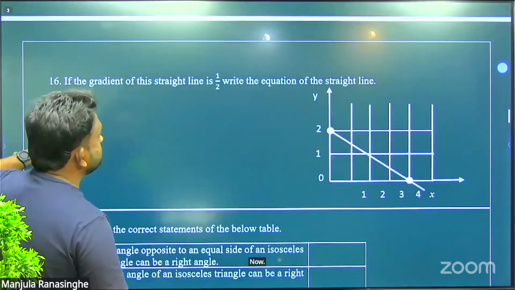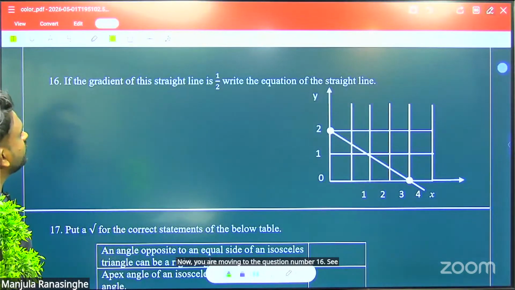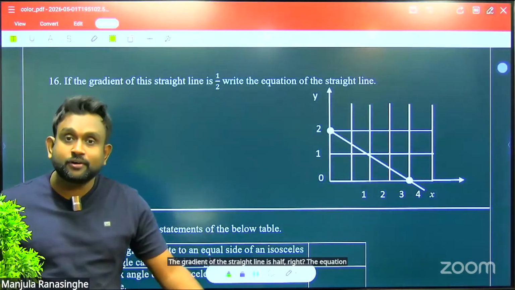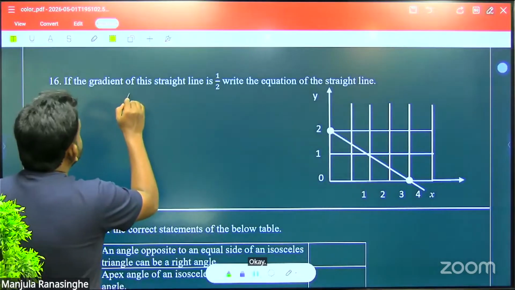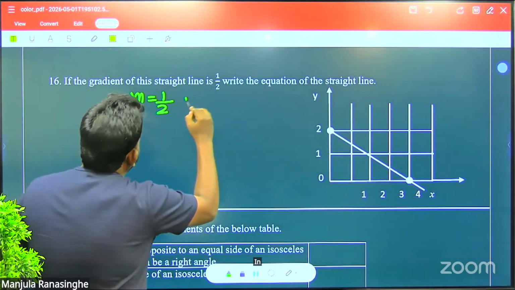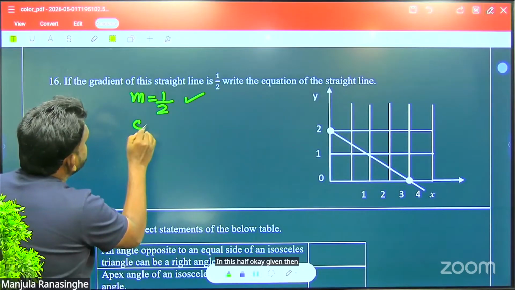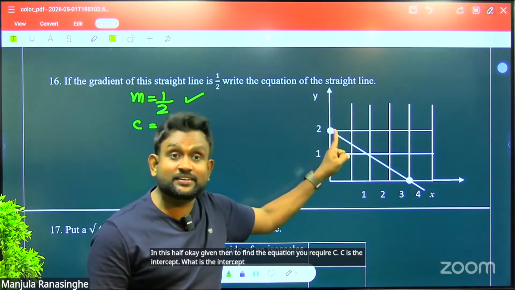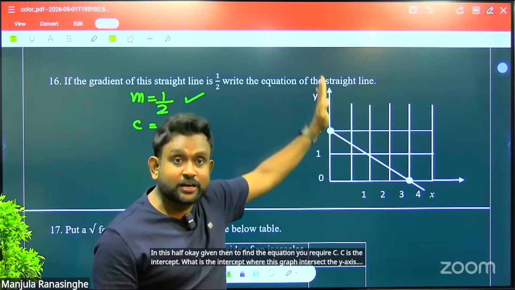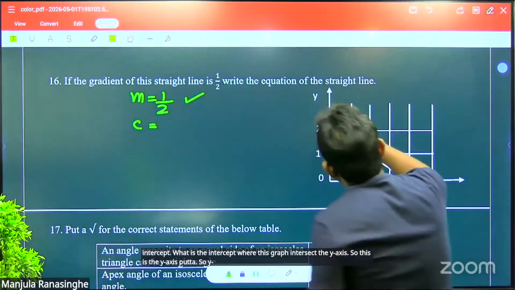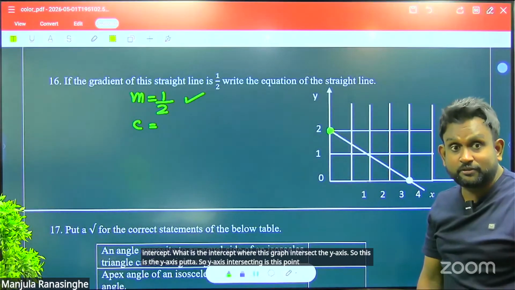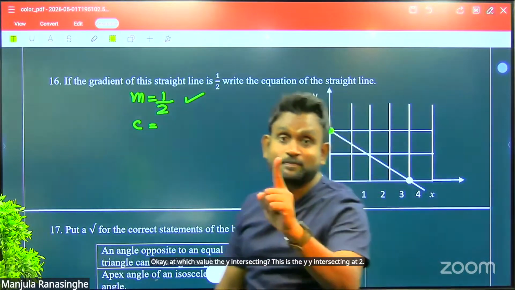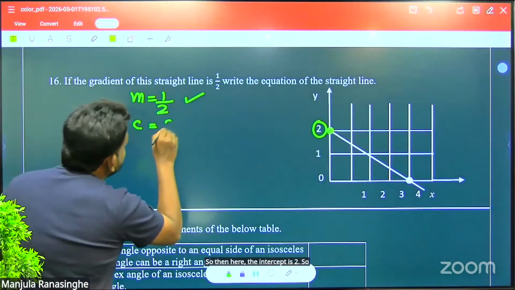Now you are moving to question number 16. See everyone, the gradient of the straight line is half, right? The equation of the straight line, gradient given. Okay, gradient m is half. Then to find the equation, you require c. c is the intercept. What is the intercept? Where this graph intersects the y-axis. So this is the y-axis. So the y-axis intersecting is this point. At which value is the y intersecting? It is intersecting at 2. So here the intercept is 2. So you can take c as 2.